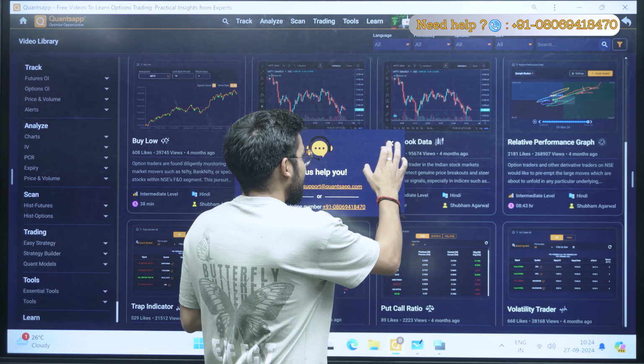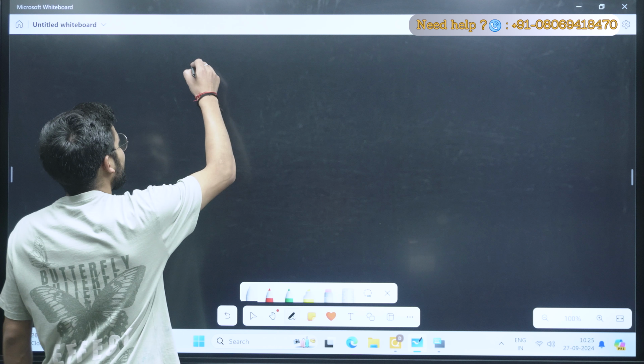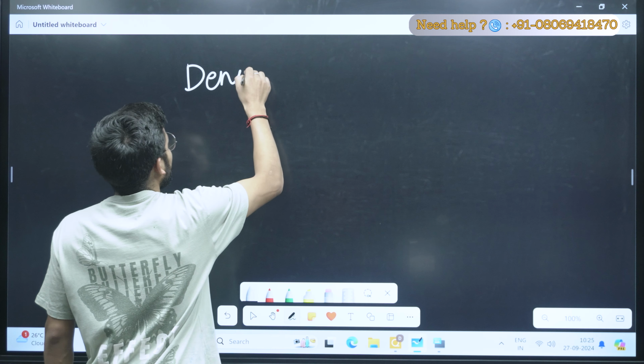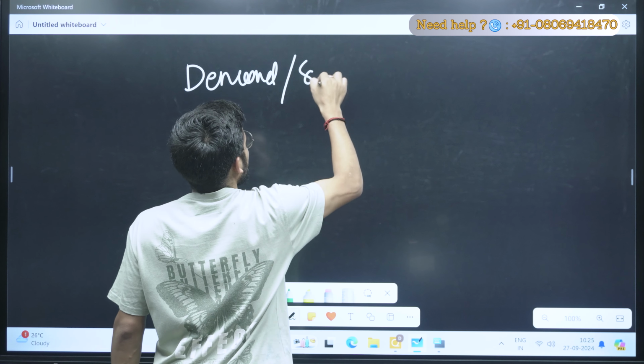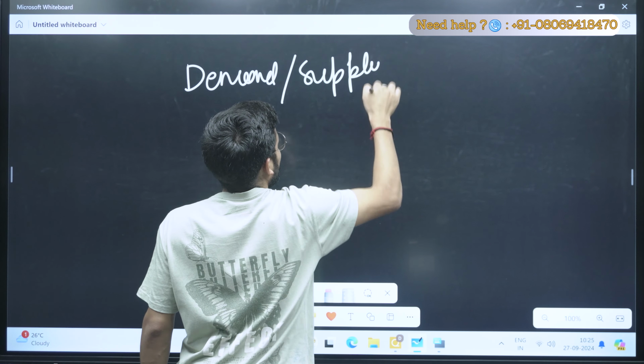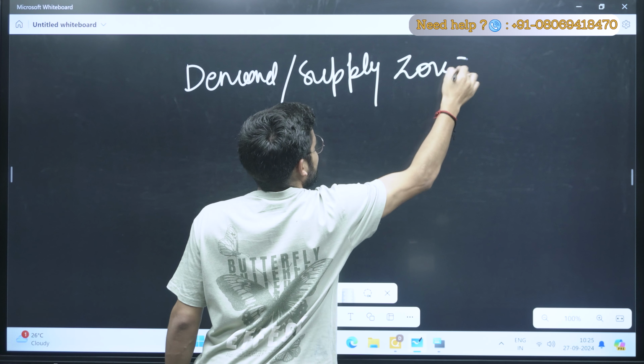Right, so let's get back to today's topic. Now the first question that arises is what demand and supply zones are, right? What supply and demand zones are. This is the first question.